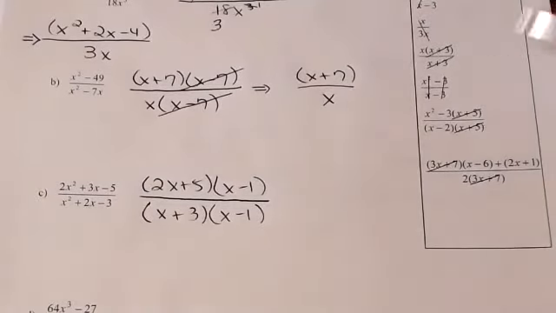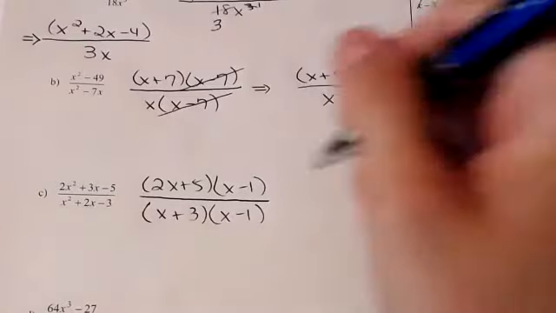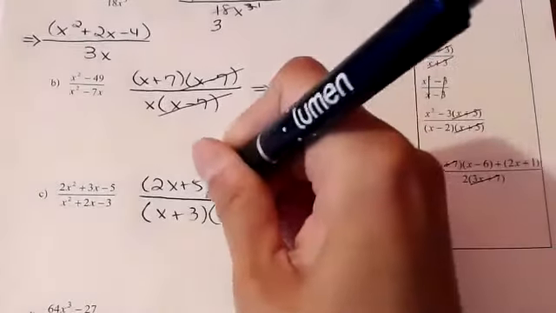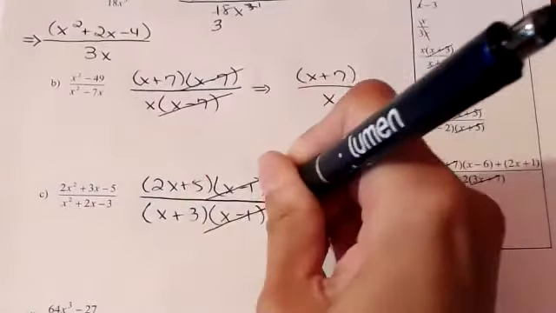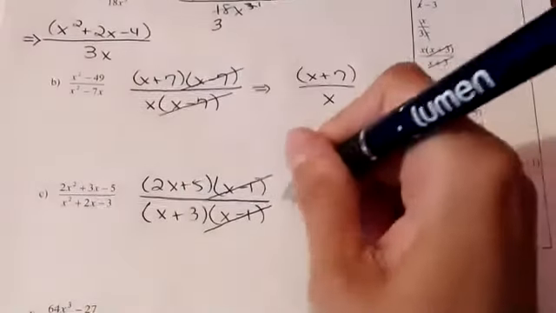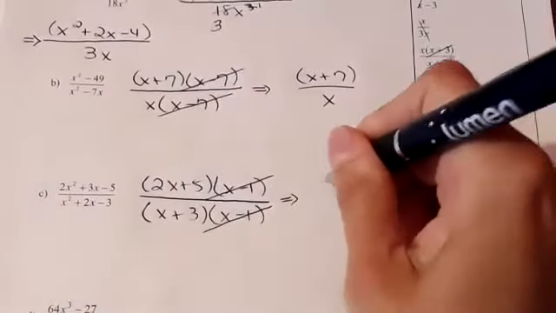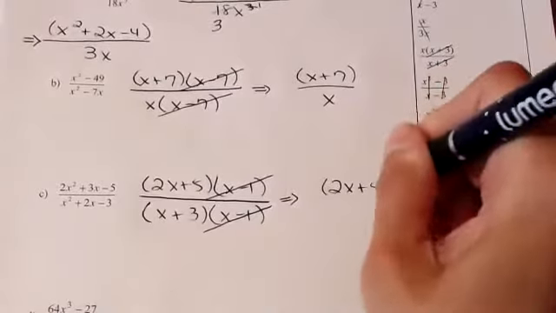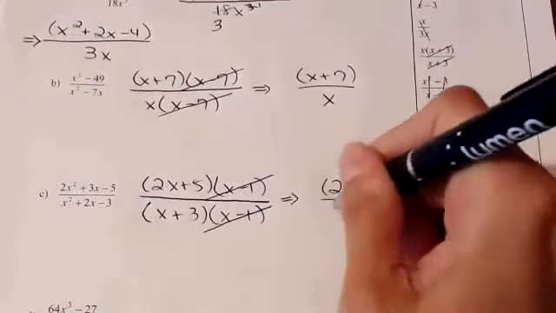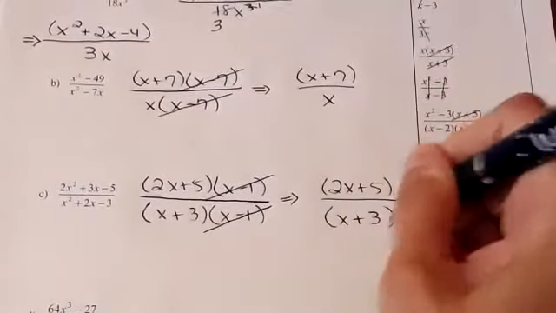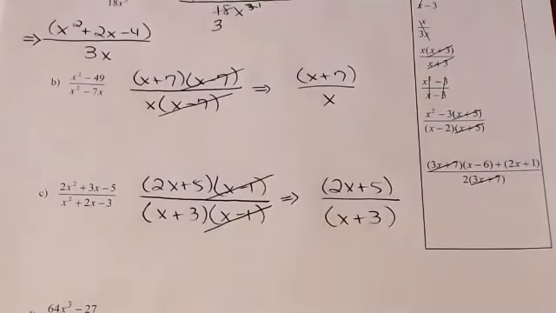Notice here that I do have a common factor, that x minus 1. So I'm finally able to divide out that common factor, and we're done. We can't go forward because we don't have any matches for that 2x plus 5 or the x plus 3. We would have to have an exact match to cancel. Good.